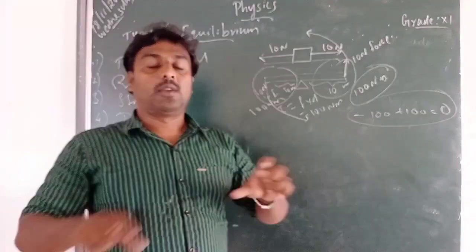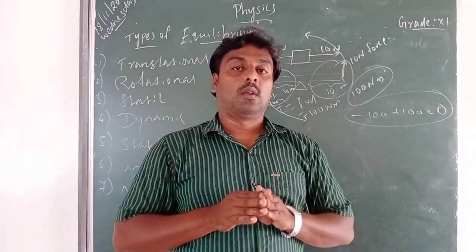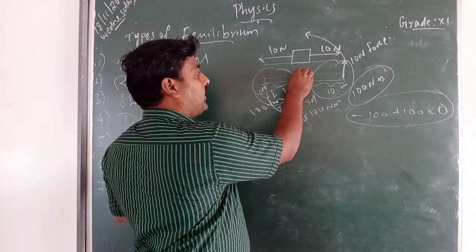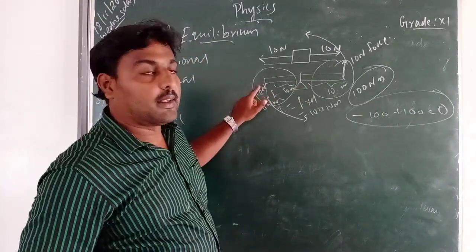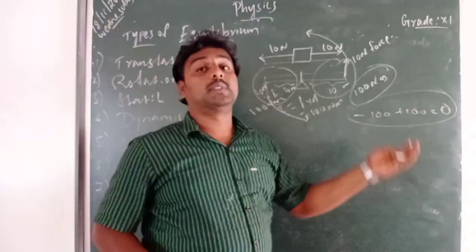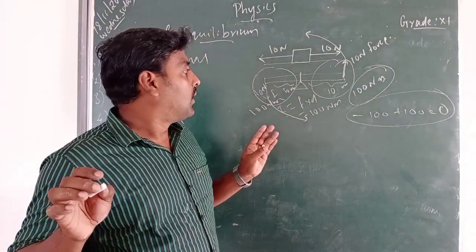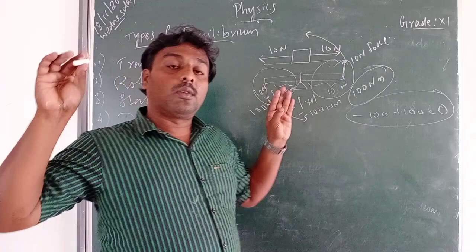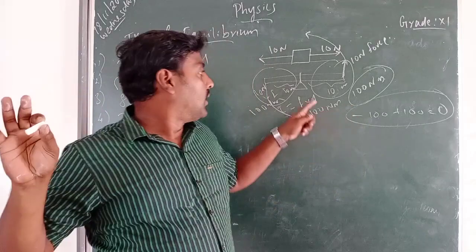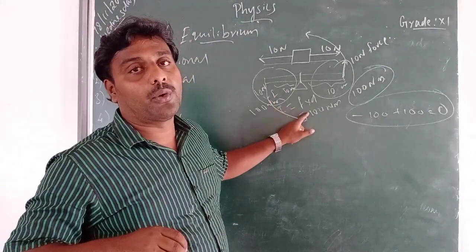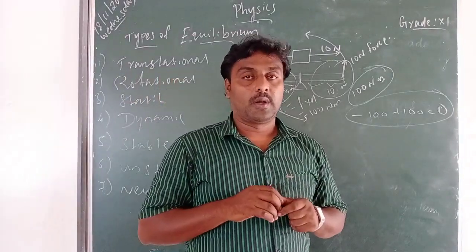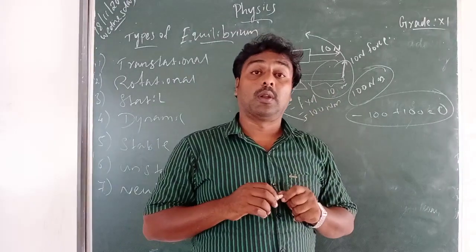Assume a uniform rod pivoted at its center, and on both sides a force is acting. A 10 Newton force acts downward on one side and a 10 Newton force acts upward on the other, both at a distance of 10 meters. The torque formula is F into D. So 10 into 10 gives 100 Newton meter on this side, and this side also gives 100 Newton meter.